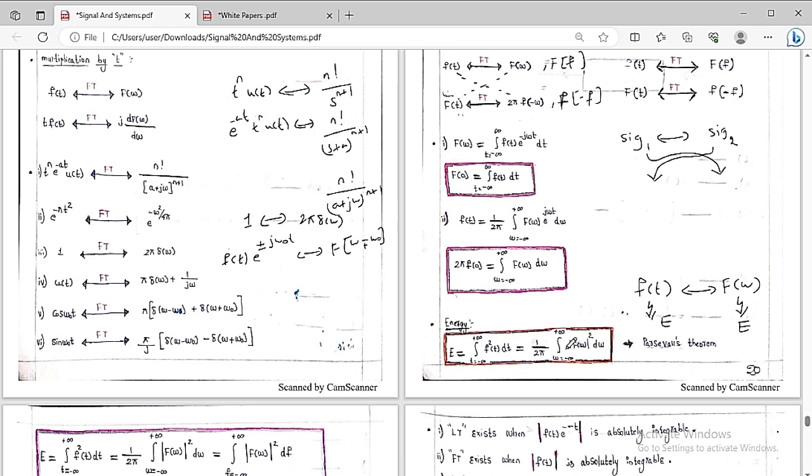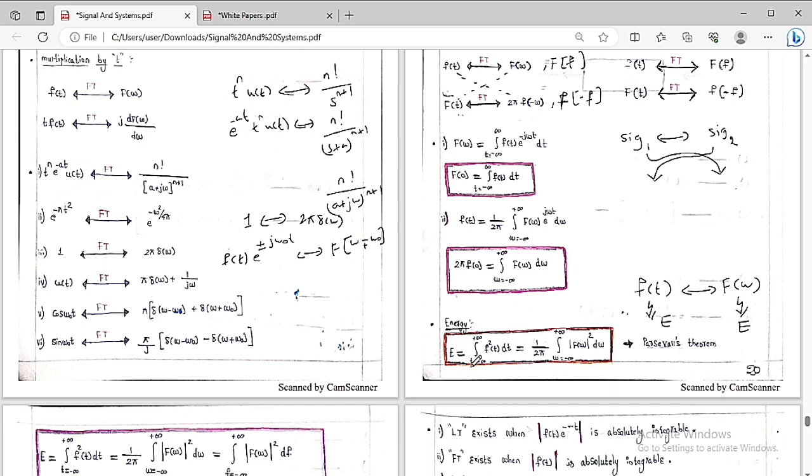So from 1 by 2 pi integration of mod of f of omega whole square d omega, we can get the energy. Whatever energy is present in f of t should be equal to the energy present in f of omega also. So E is equal to the integration of mod of f of t whole square dt, which is equal to 1 by 2 pi integration of mod of f of omega whole square d omega.